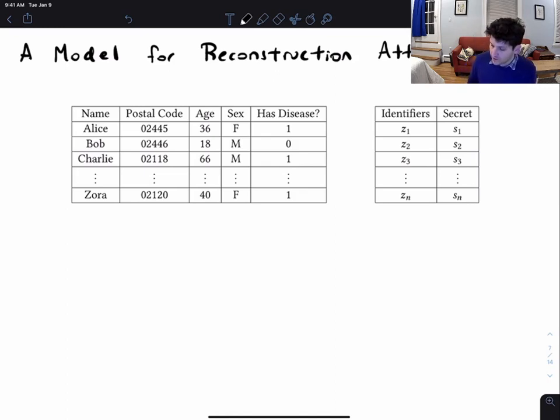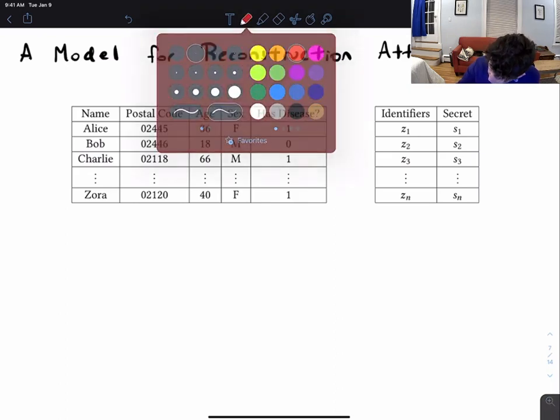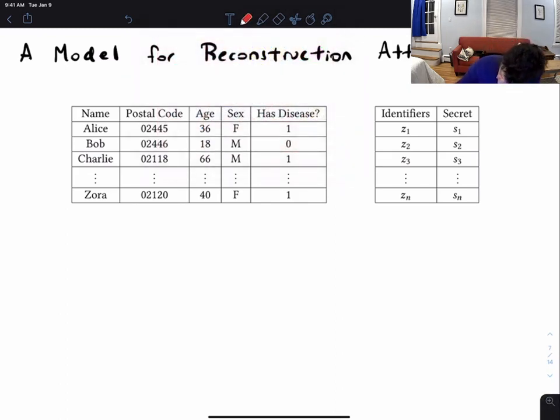So to start out, imagine we have a data set like the one on the left. It has a number of attributes that are identifying, like name, the postal code where you live, your age in years, and your reported sex. And it also has a sensitive attribute that we think of as a special bit. For today, we'll think of it as a bit, something like has disease. Okay, so some disease. And what we're going to do is think about this data set as having two parts.